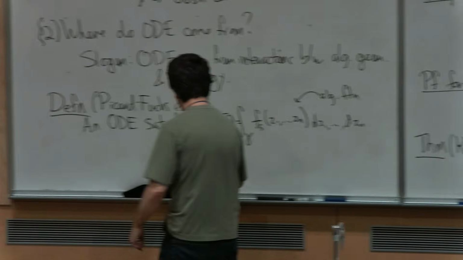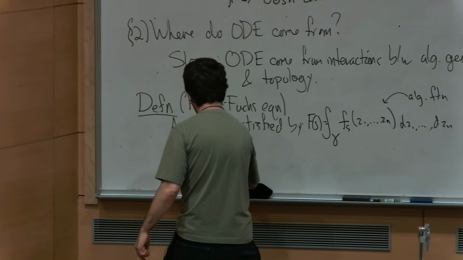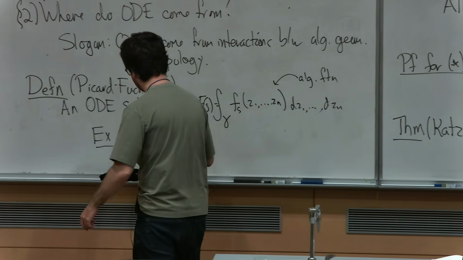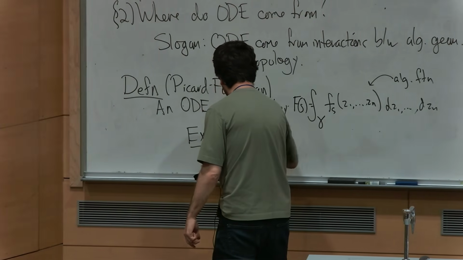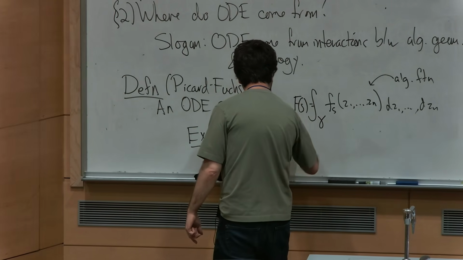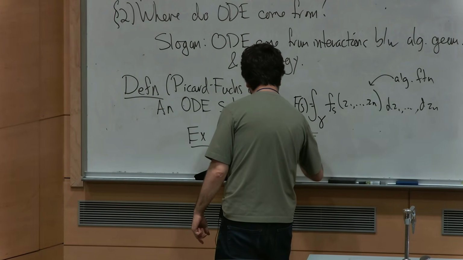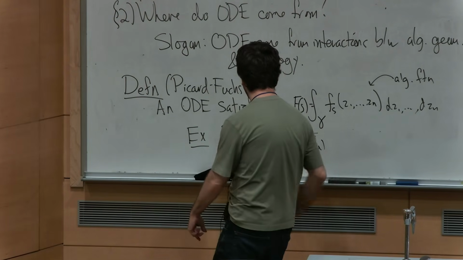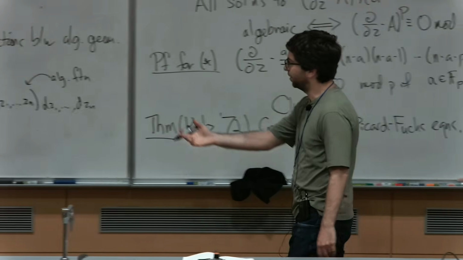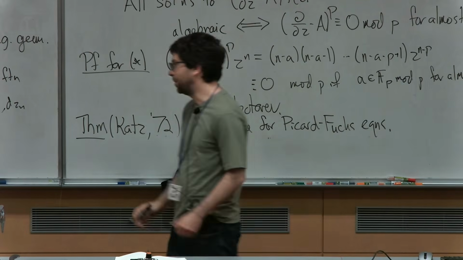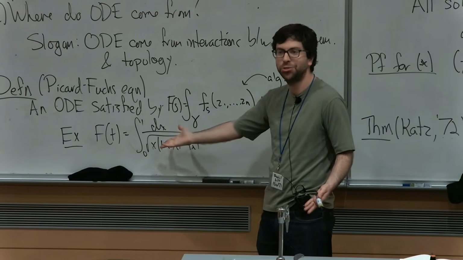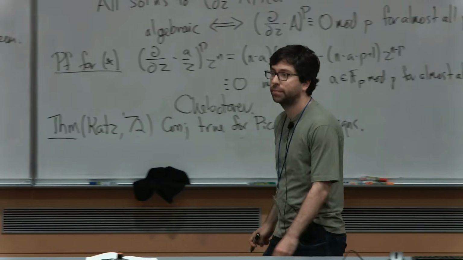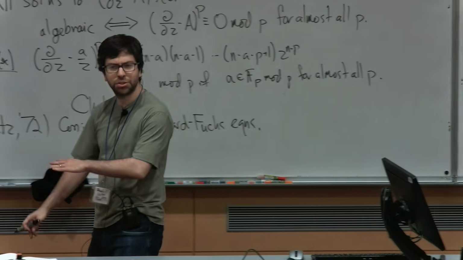Let me give you an example of such, this is called a period integral. So example: f of t is the integral of dx over the square root of x times 1 minus x times 1 minus tx from 0 to 1. So this is what's called an elliptic integral. And you can check, well, essentially because it is an integral of an algebraic function, that it satisfies a differential equation, in this case of order 2. Okay. Are there any questions about this?